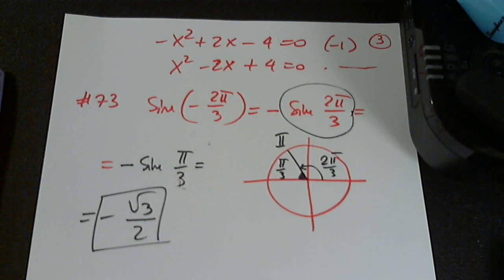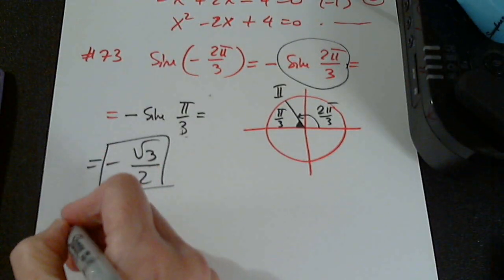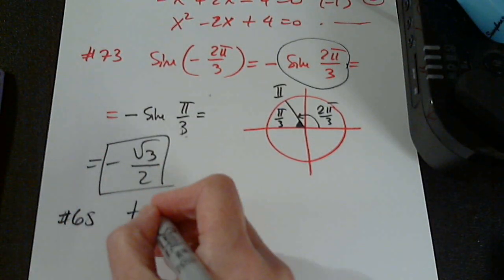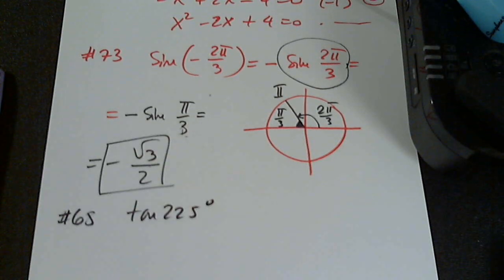Okay, do we feel like looking at another example, or do we move on to the last set here? Can we do 68? Where is this one, 225? Okay, so let's look at 68. Tangent of 225 degrees.